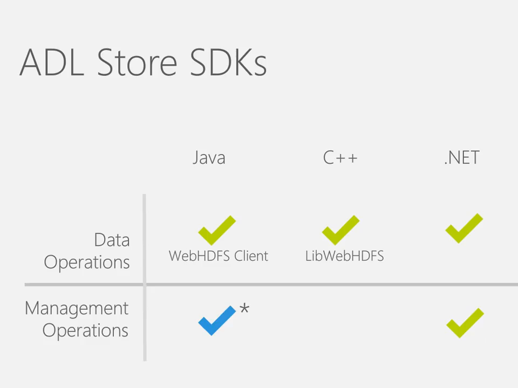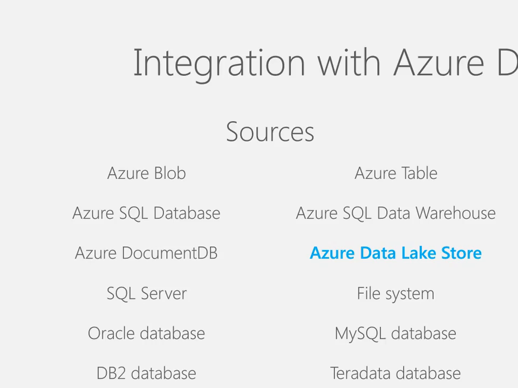So these are the various endpoints through which you can access the ADL store. Of course, you can access the ADL store using the Azure portal. You can also access the ADL store using .NET SDKs, Node.js SDKs, and Python SDKs. So these are the various sources that can integrate with Azure Data Factory. That is what we are going to see shortly.